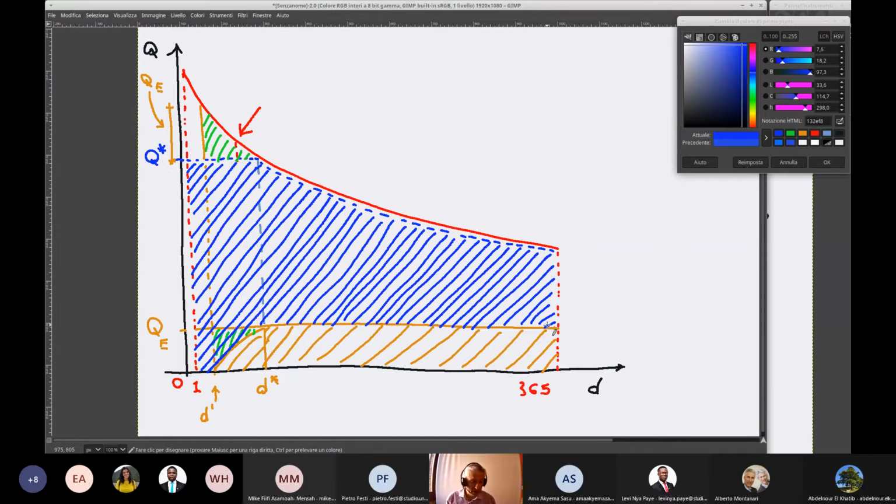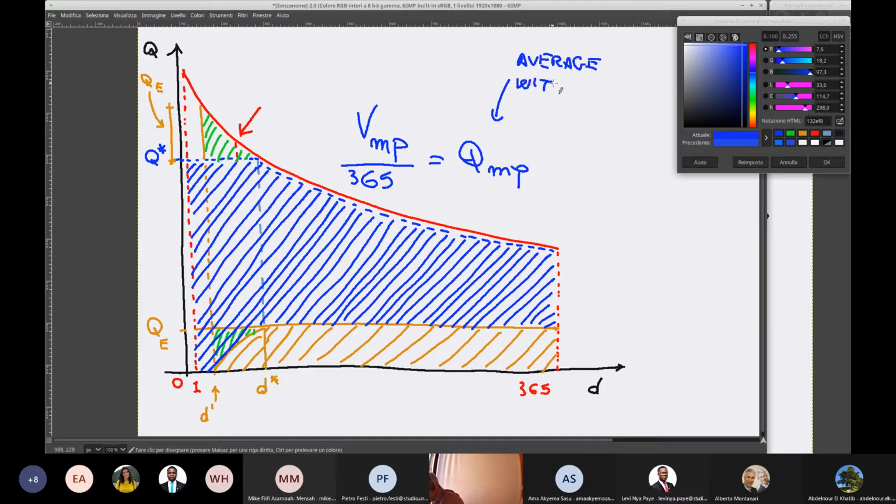And we can call it, let me see what is the symbol that I used in the web page, because I don't want to use a different symbol. We can call it W, this blue line is WMP. Okay, this is the withdrawn volume. If you divide the withdrawn volume by the duration, which is 365, you get the average withdrawn flow. This is the average withdrawn flow. And this is the average withdrawn volume.